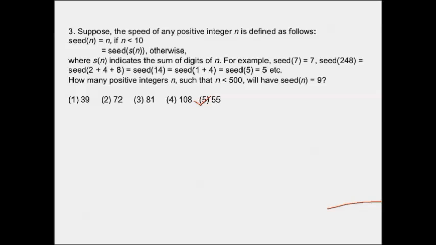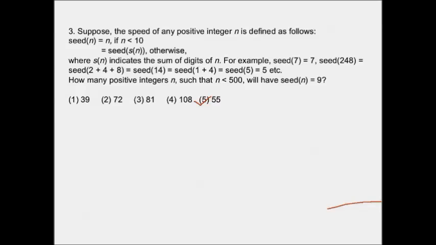So it says, suppose the seed, it should be seed, I think, of any positive integer n is defined as follows. It says seed of n is n if n is less than 10. That means if n is a single digit. Otherwise it is seed of Sn, where Sn indicates the sum of the digits of n. And he has given you an example also.